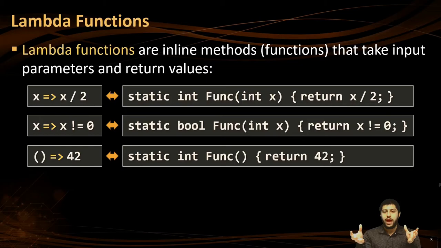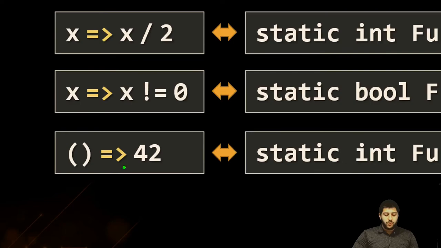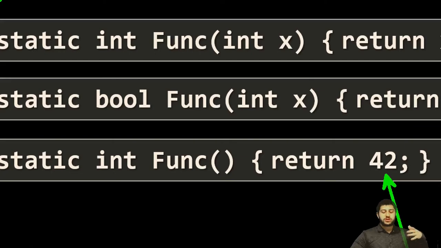If we say no arguments go to 42, it will create for us an int function. Why? Because everything on the right is returned to the invoker of the function or the method. It always returns 42. This is why we need an integer here as a return data type. Integer function returns 42. And notice it's called function. It's not called get count or select or something like that. It always returns an integer, and it's an anonymous function.